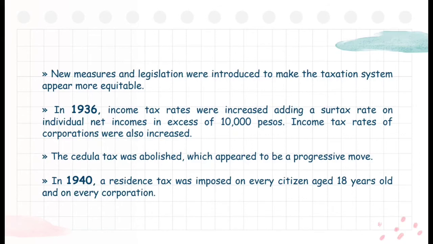We can figure that in the year 1936 it was really an advantage to people, with less burden on their lives, wherein they put an end to, or got rid of, the cedula tax, which appeared to be a progressive move. In 1940, a residence tax was imposed on every citizen aged 18 years old and on every corporation.